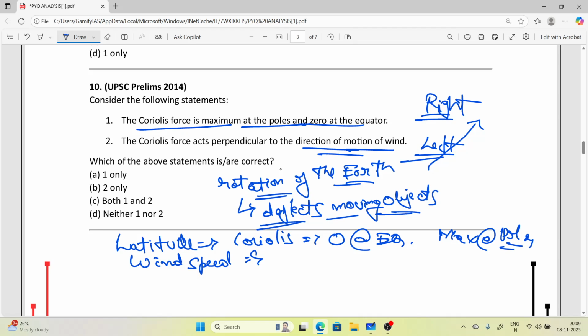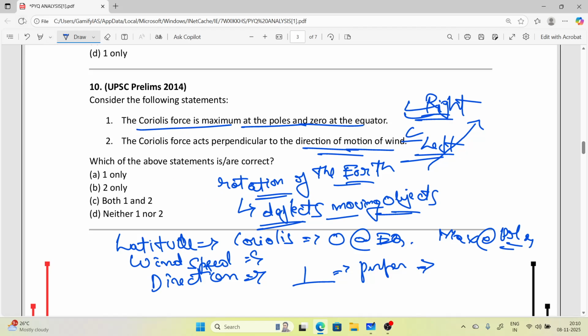And the direction of deflection we know: in the northern hemisphere to its right and in the southern hemisphere to its left. And what is the direction of this Coriolis force? It is always perpendicular to the wind's motion. Okay.